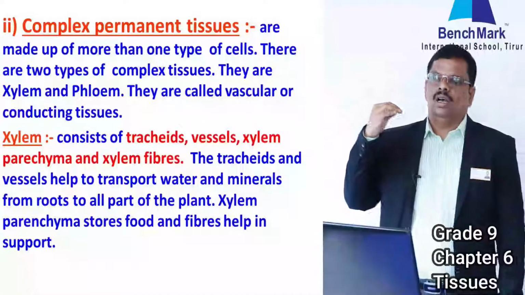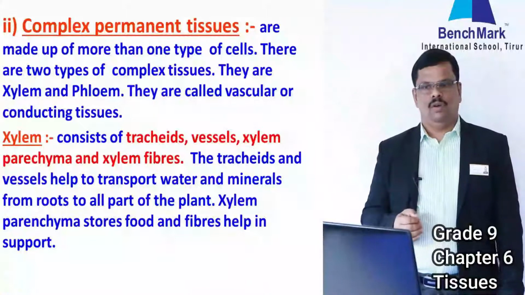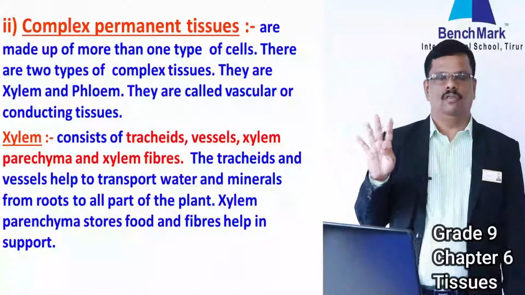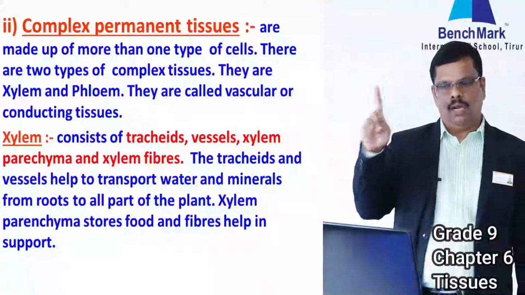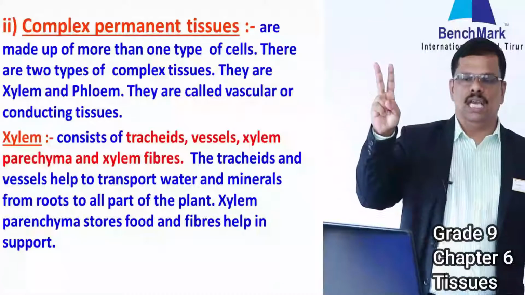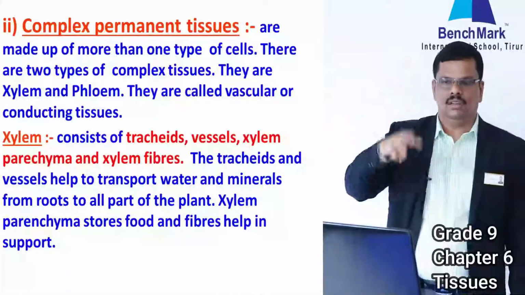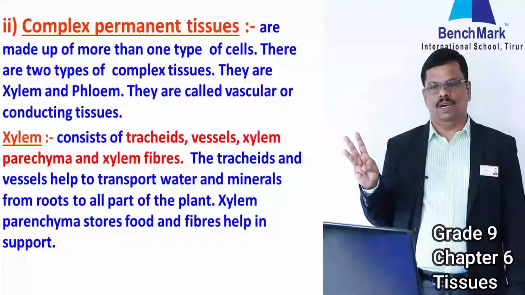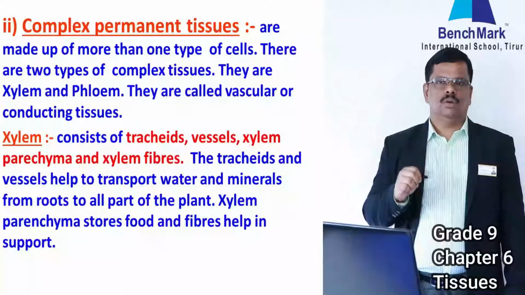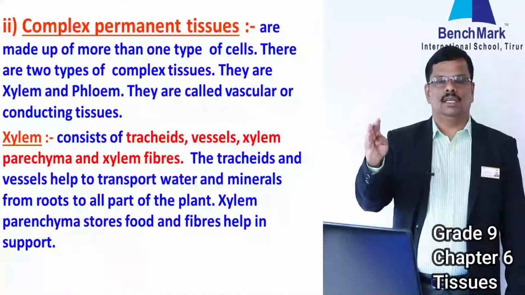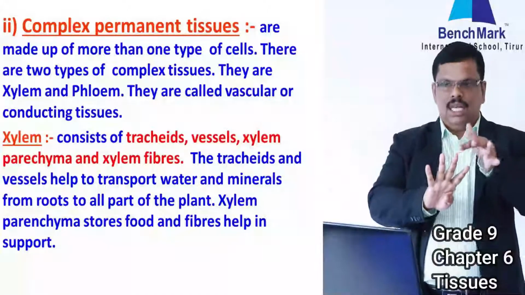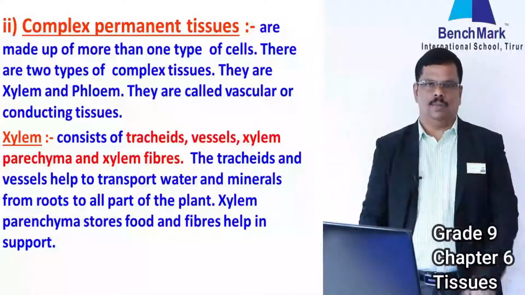Xylem consists of 4 types of cells. 1. Tracheids. 2. Xylem parenchyma. 3. Xylem fibers. 4. Vessels. So, remember that xylem consists of 4: tracheids, vessels, xylem parenchyma, xylem fibers.